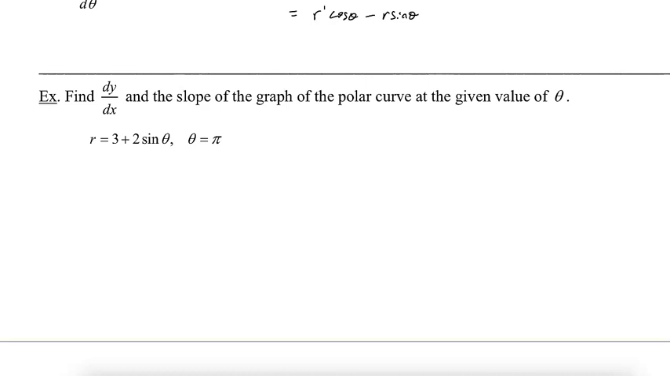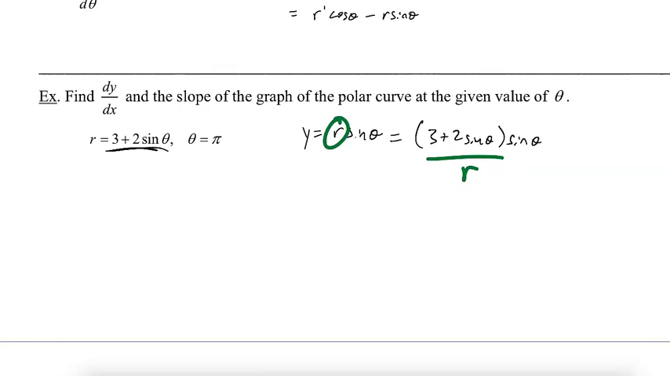So if I want to find dy/dx and the slope of the graph at the given value of theta, so the given value of theta is pi. But first we will need to find dy/dx. So what I like to do is I like to say, hey, y equals r sine theta. So that means since r is 3 plus 2 sine of theta, this becomes 3 plus 2 sine theta times sine theta. Because this is what r is, right? Yeah, that's just replacing that.